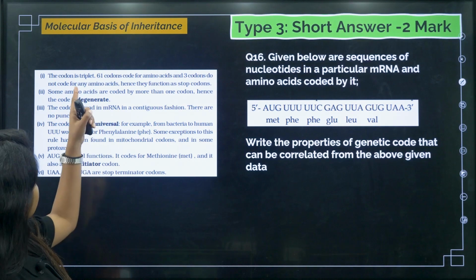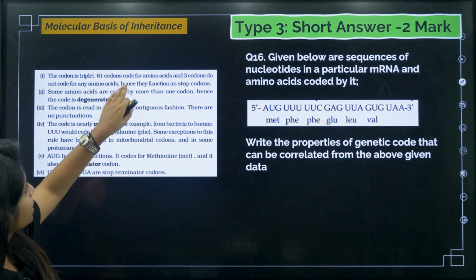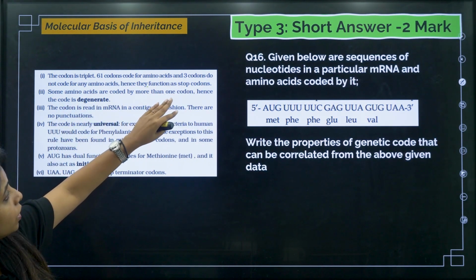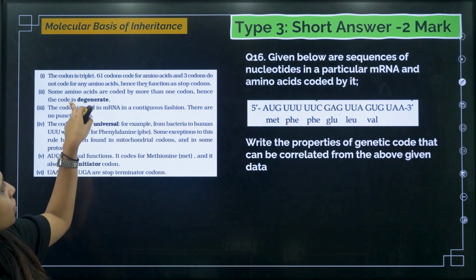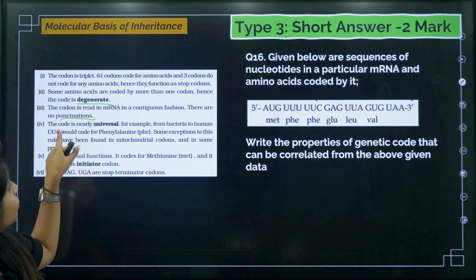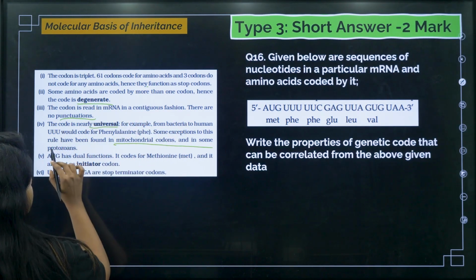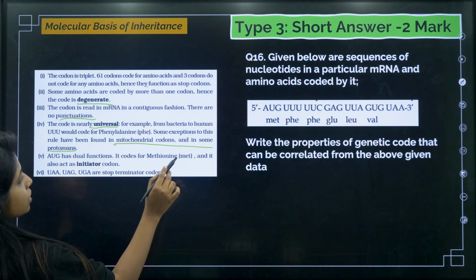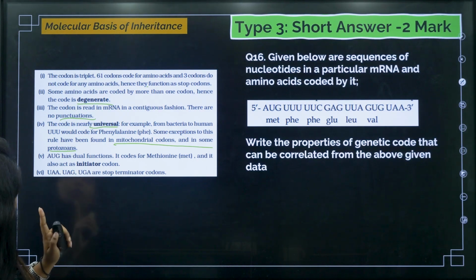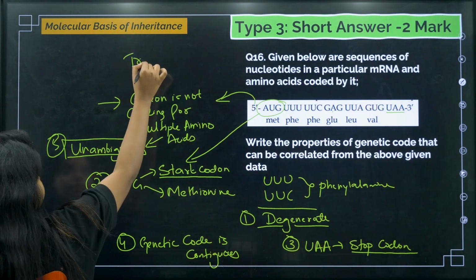Now, if you want the answer, you can write like this. The codon is triplet. Each of them is a triplet codon. 61 code for amino acids, 3 codons are stop codons. Amino acids are coded by more than 1 codon, hence the code is degenerate. The codon is read in mRNA in a contiguous fashion. There are no punctuations, we studied. The code is universal, from bacteria too, but there are exceptions. You have mitochondrial codons and protozoans which are exceptions. AUG is the initiator codon and these are terminator codons. And unambiguous is also there. I don't know why I'm not able to find it over here. Anyways, so these are the things. And also triplet.